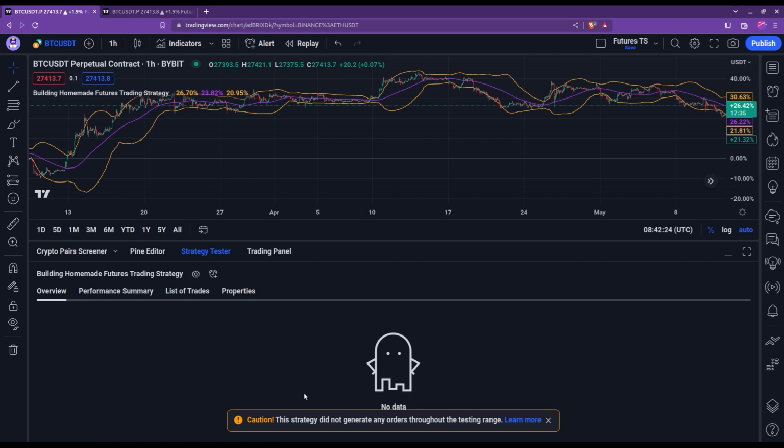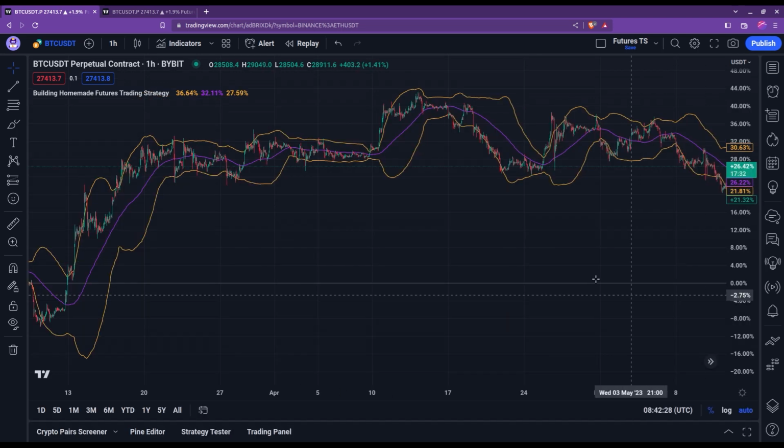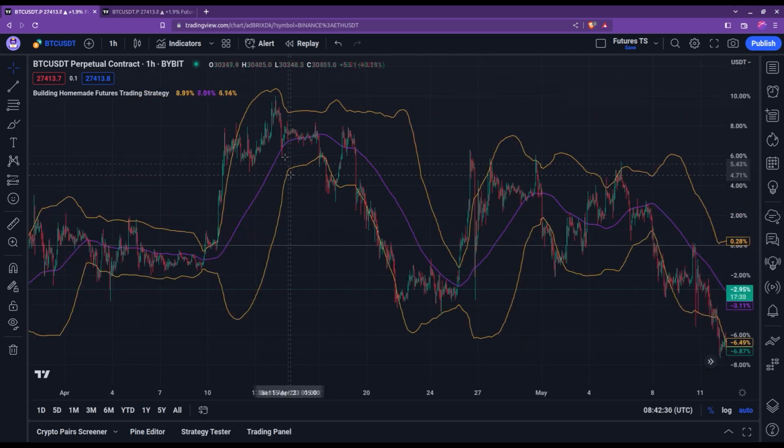Indeed, we haven't written our rules yet, so we don't get any trades, but let's have a look at what we get here. And what we are aiming at is to simply enter when the price breaks above the upper Bollinger Bands for a long, and then exit at the best time possible. And the same for the shorts. We'll enter when the price breaks below the lower Bollinger Band and try to exit at the best time possible.